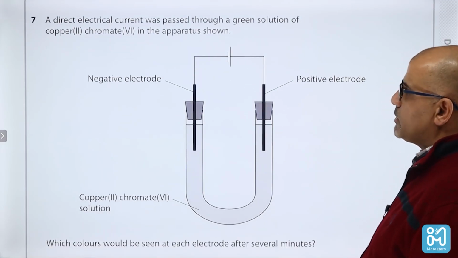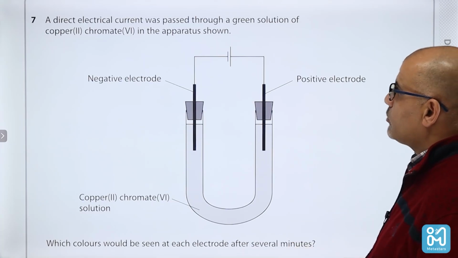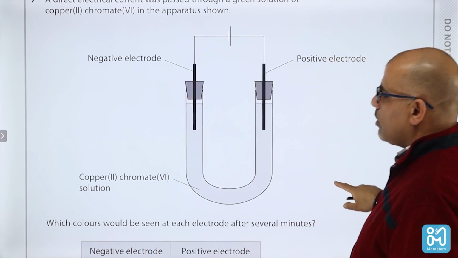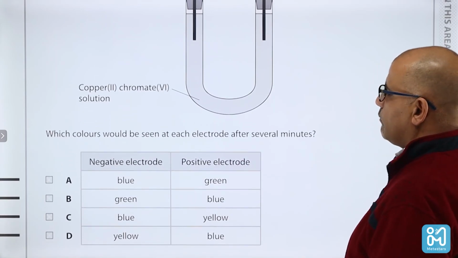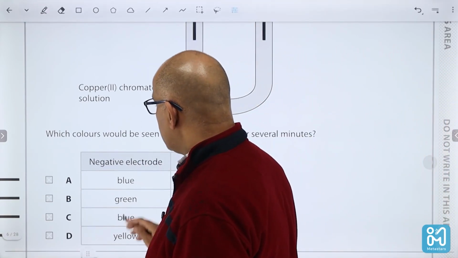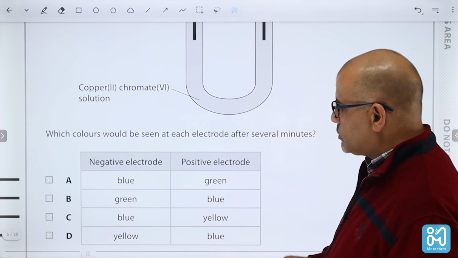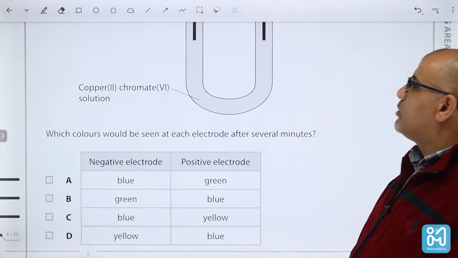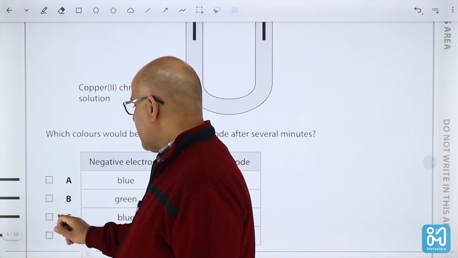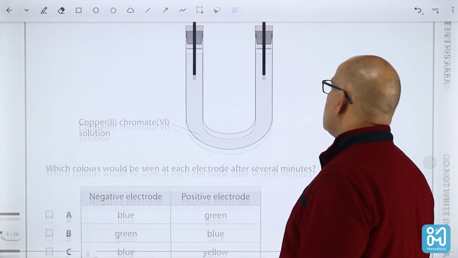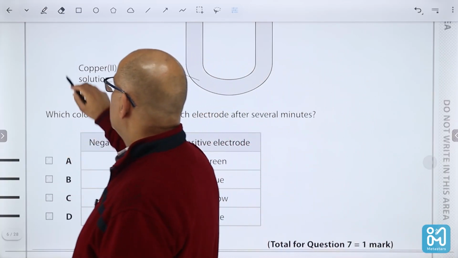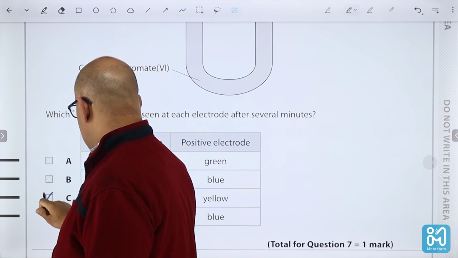of copper 2 chromate 6 in the apparatus shown. We have the positive electrode and the negative electrode, copper 2 chromate 6 solution. You know the color of copper 2 is blue and its charge is positive 2. So the blue color will be beside the negative electrode, so A or C. And you know that chromate 6 has a yellow color, so the positive electrode will attract the negative ion, and you will see that the yellow one goes to the positive electrode. That's why it is C.